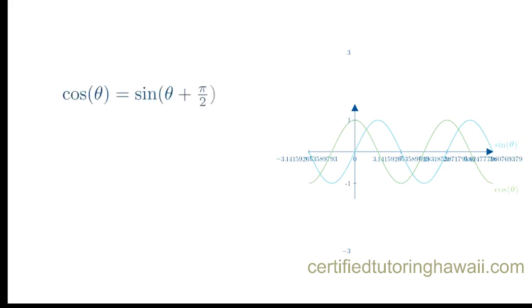This relationship is formalized by the identity: cosine of theta equals sine of theta plus pi over 2. This shows that the cosine function is simply a phase shift of the sine function. They are fundamentally the same wave, just starting at a different point.